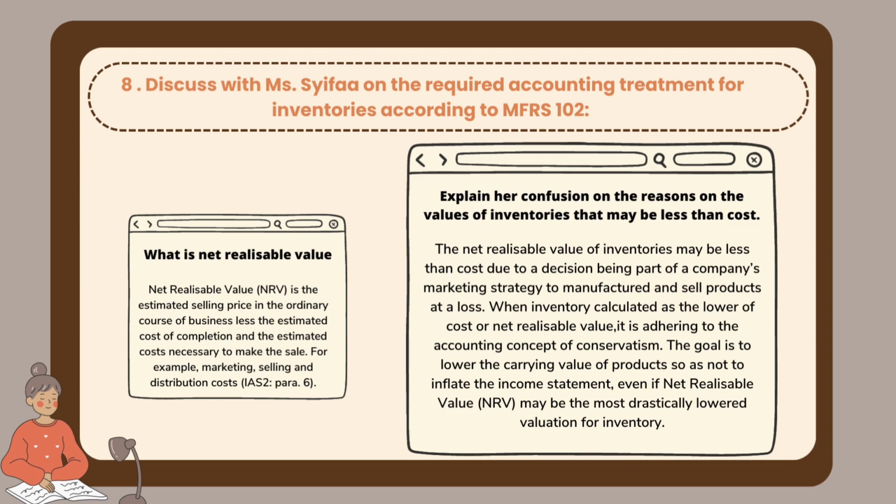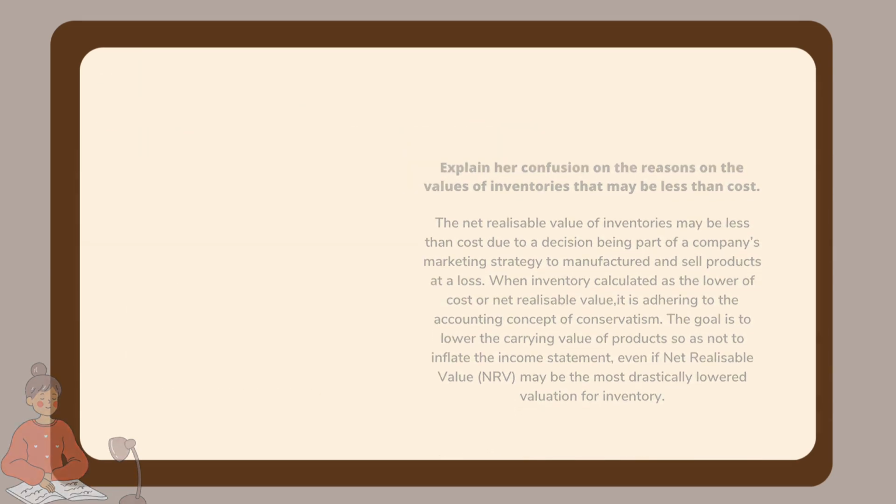When inventory is calculated as the lower of cost or net realizable value, it is adhering to the accounting concept of conservatism. The goal is to lower the carrying value of products so as not to inflate the income statement, even if net realizable value may be the most drastically lower valuation for inventory.